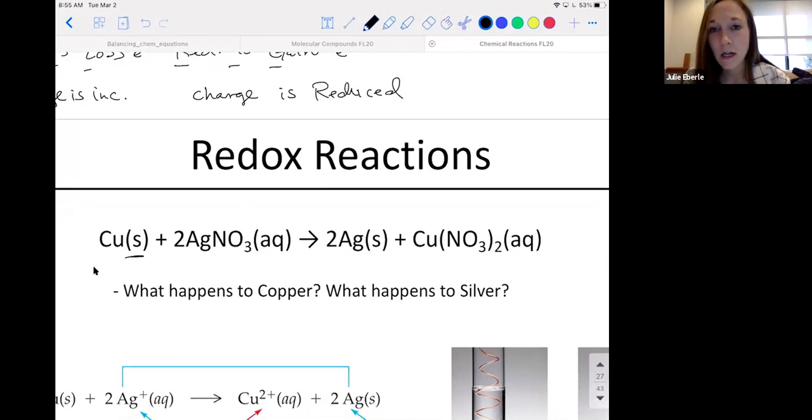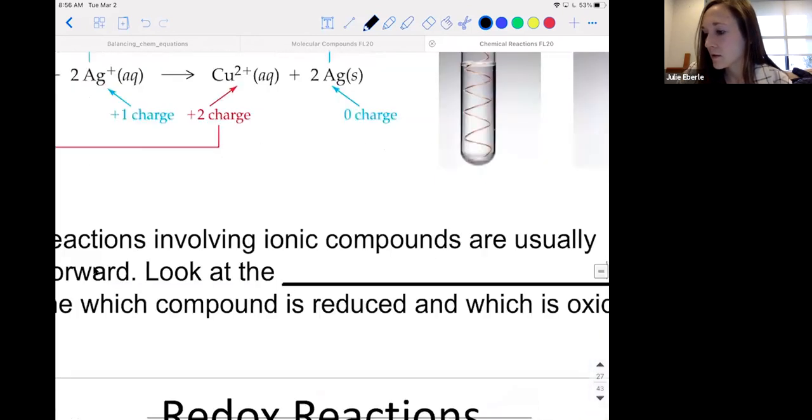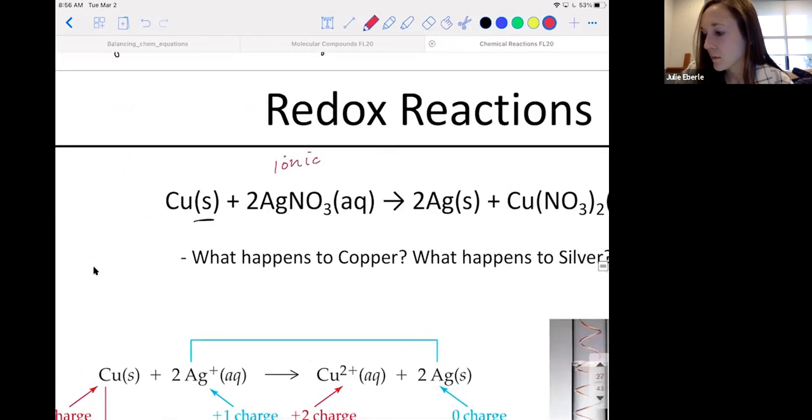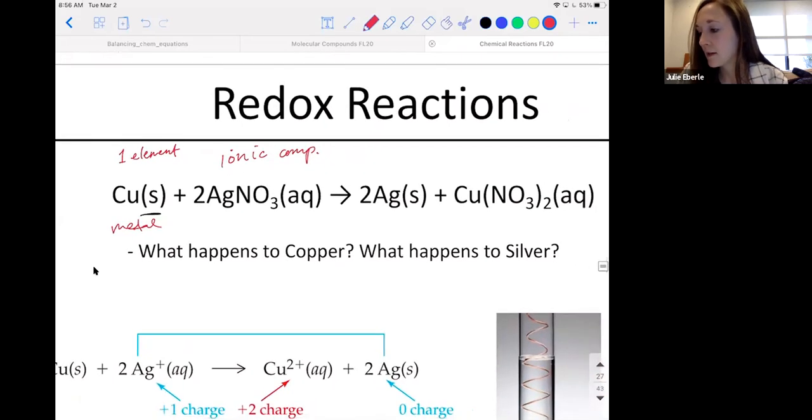So first off, is this a combination, decomposition, single displacement, double displacement? What kind of reaction is this? Anybody recognize? Chelsea, Ashton, Kylie all say single displacement. Rachel says single displacement. That's correct. You have one ionic compound, and then you have one element, and it's a metal. And we said metal displaced cations, right? And that's what happens in this case. The silver is displaced, and then you have copper nitrate.